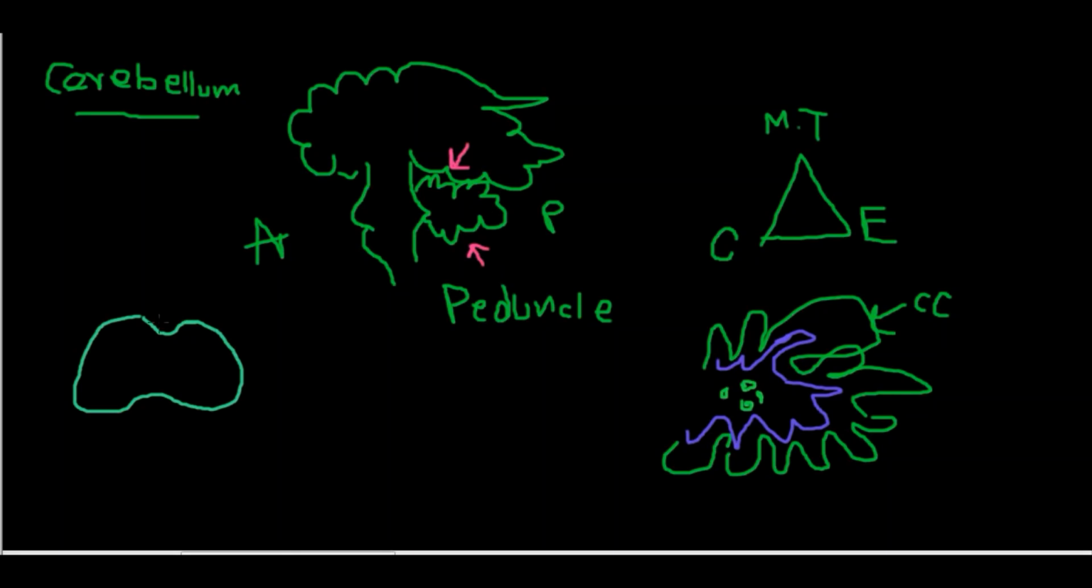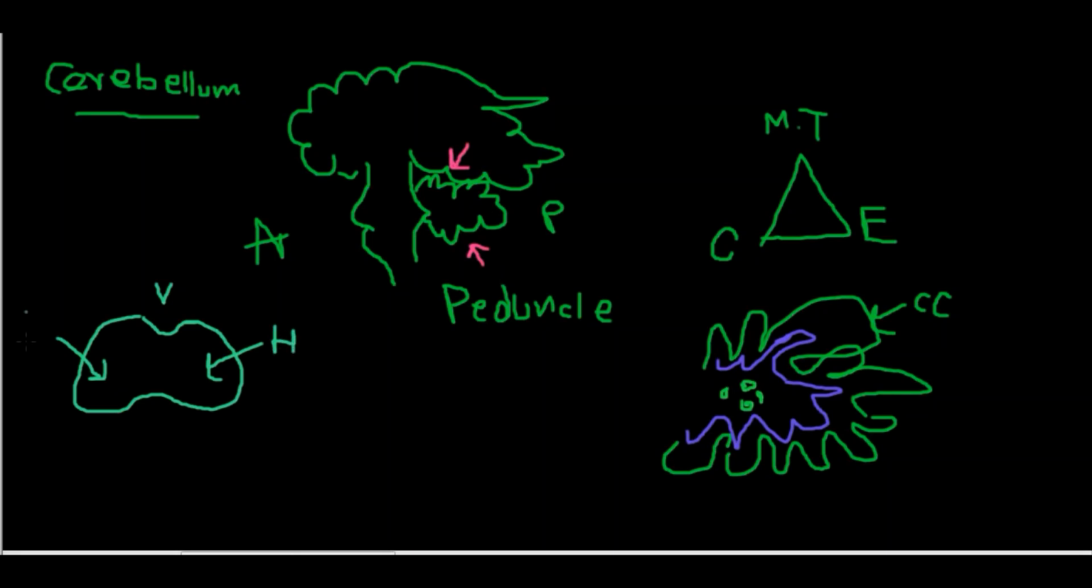Here is the midline portion. This portion is known as vermis, V for vermis. It's the midline portion of the cerebellum, and on either side are the two lateral cerebellar hemispheres. So there are two lateral cerebellar hemispheres. You can see this is a little similar to the organization we see in the cerebral hemispheres, that it has two expanded portions and a midline vermis.